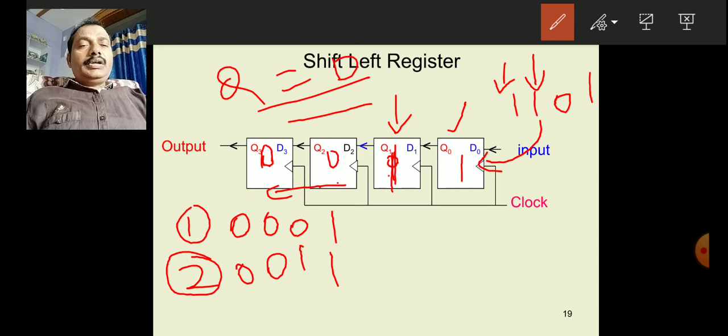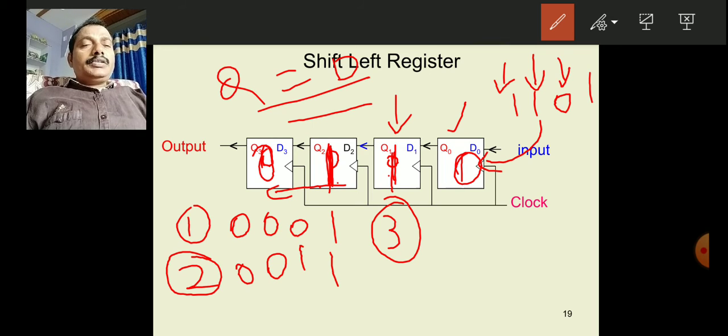This is the value. At the third pulse, what happens is this 1 is shifted to here, so 1. This 0 is shifted to here, 0. And this 0 is shifted into this, 0. This one is shifted to here. So that is the thing. So hence at the third pulse, 0 1 1 0.